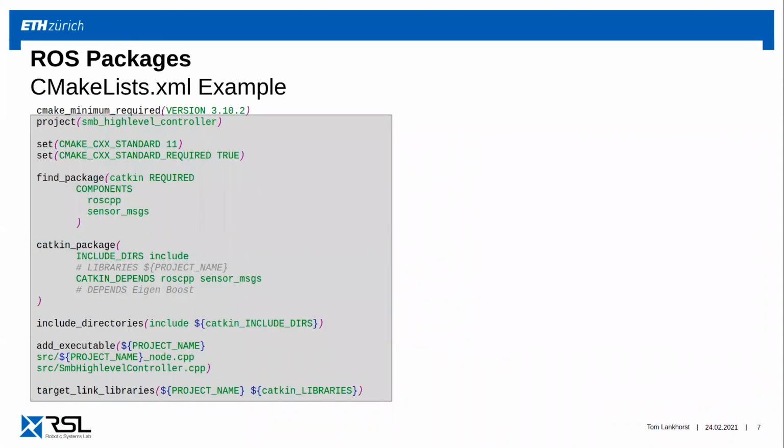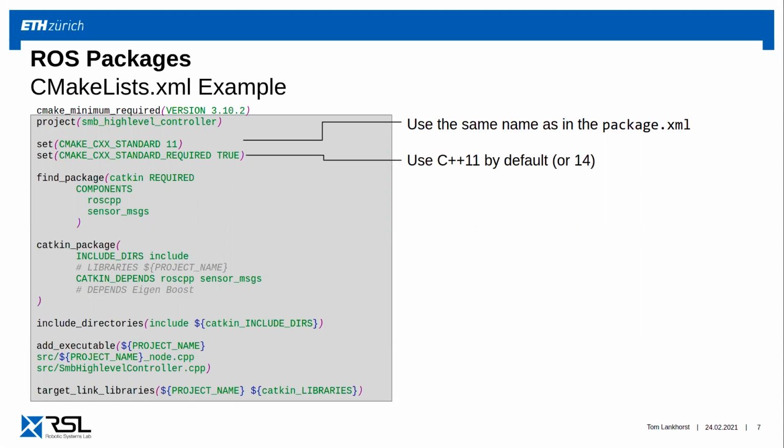Now let's go through a CMakeLists example. So in this case, there is this CMakeLists.txt, it should be, I'll update that. And the first thing that we should note is that it should use the same name as the package.xml file. So in this case, we choose SMB high-level controller for the SMB high-level controller. Then we select which standard of C++ we are using, and in this case, it's C++11.